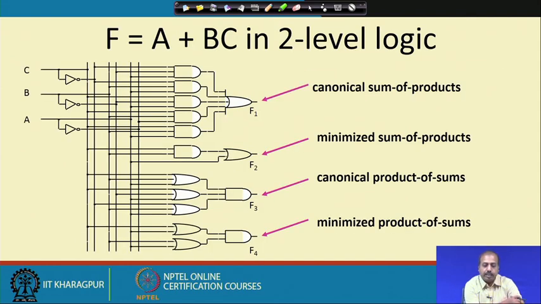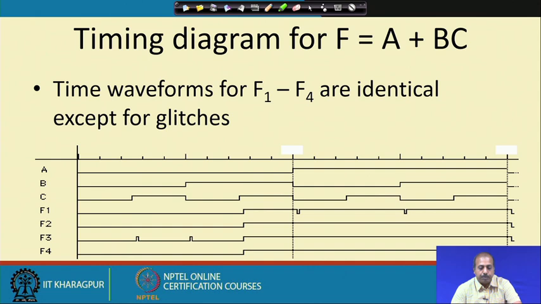Now if we consider F equal to A plus B C, that function, we have 4 different realizations of the function. F1 is a canonical sum of product realization, F2 is the minimum sum of product. Here A is connected to this OR gate, and B C are ANDed and fed to this OR gate. F3 is the canonical product of sums form, and F4 is the minimized product of sums. So these are various realizations of the function F equal to A plus B C.